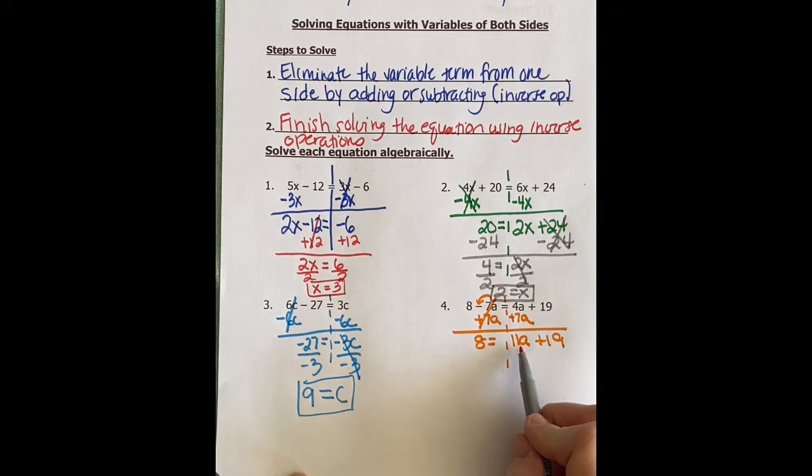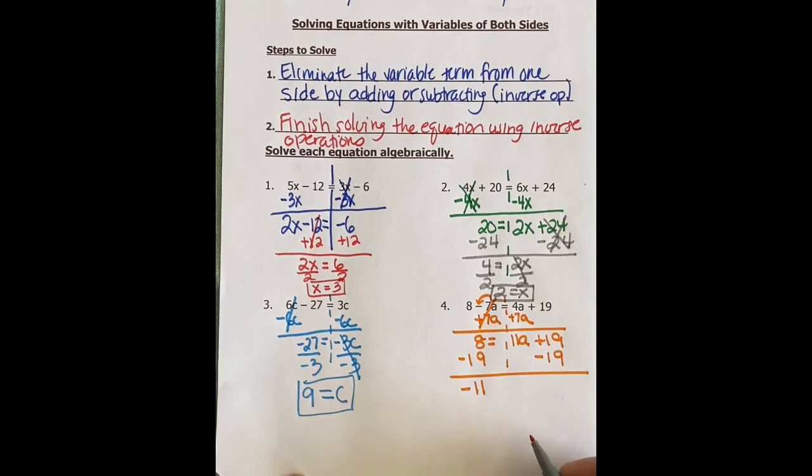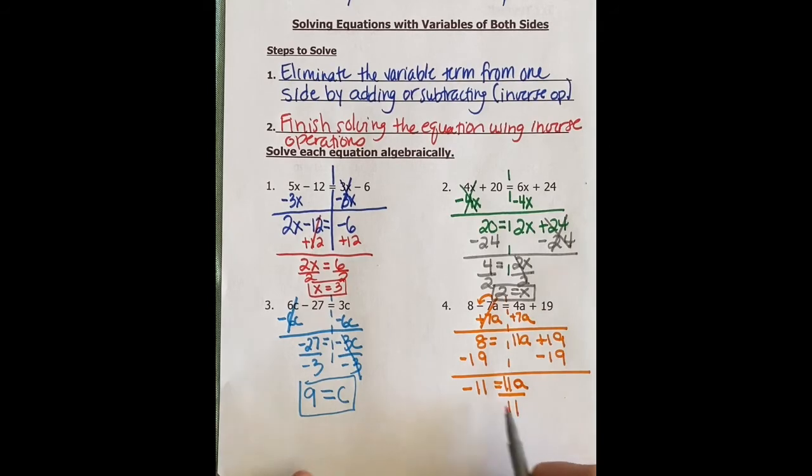So I want to get the 11a by itself, but 19 is being added to it. So I have to do the inverse and subtract 19 from both sides. 8 minus 19 is negative 11. Again, they're different signs, so I subtract. So 19 minus 8 is 11. But since 19 is greater, I'm keeping that negative sign. And that equals 11a. And now since 11 and a are being multiplied, I have to do the inverse and divide both sides by 11. So that gives me a is equal to negative 1.